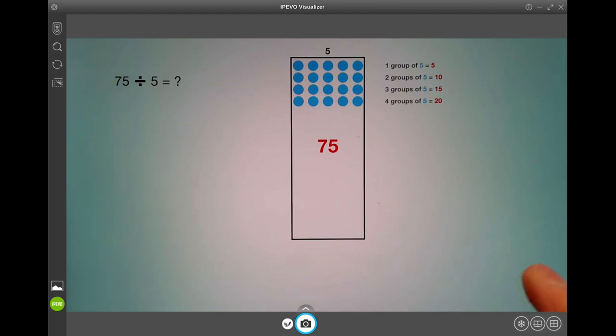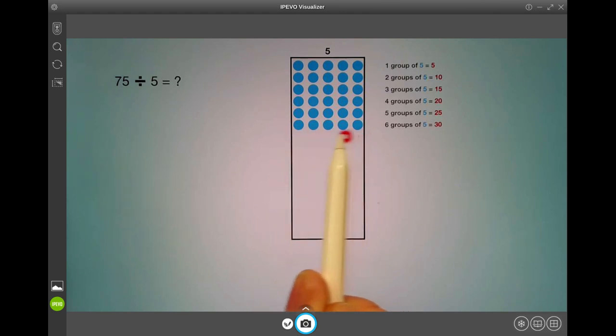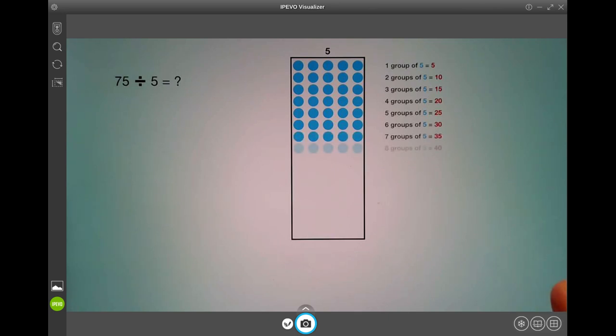So 4 groups of 5 makes 20. There we've got 25. I had to get the 75 out of the way. 6 groups of 5 or 30. We're still not halfway there. I know that my answer is more than twice as much as 6, right? So I know it's more than 12 because I can see that 6 groups of 5, that's not halfway yet, right? So 7 groups of 5, 8 groups of 5, 9 groups. There's 10 groups of 5 is 50. I'm going to mark that right now because it's handy to keep track of like 10 groups. So 10 groups of 5 is 50.